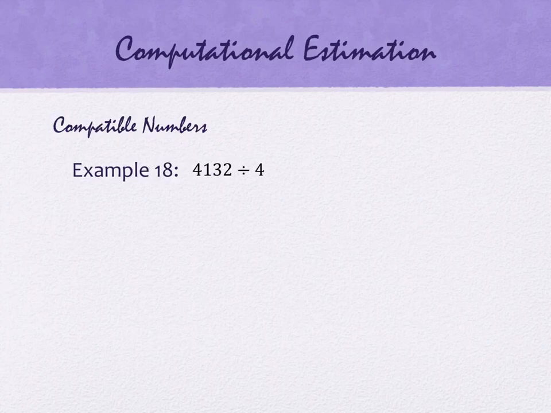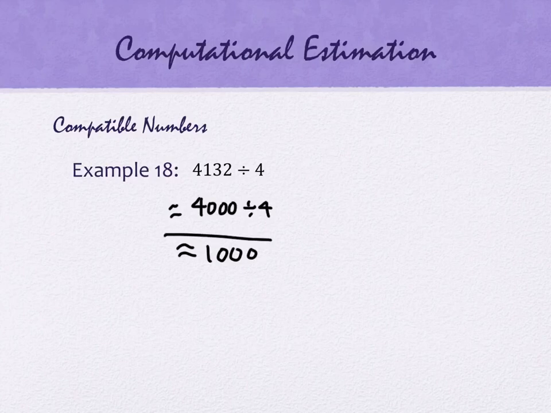Compatible numbers. Compatible numbers mean numbers that work together nicely. 4132 is not exactly numbers that work together nicely, but it's close to what? What would? It's really close to 4,000. And you know what? I would love to divide 4,000 by 4. Exactly. Wouldn't you? What's 4,000 divided by 4? 1,000. Yeah. So we're at 1,000.